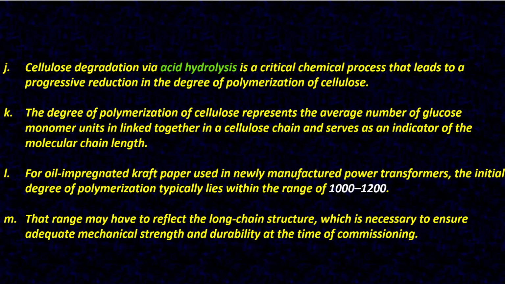For oil impregnated kraft paper used in newly manufactured power transformers, the initial degree of polymerization typically lies within the range of 1000 to 1200. This range reflects the long chain structure, which is necessary to ensure adequate mechanical strength and durability at the time of commissioning.